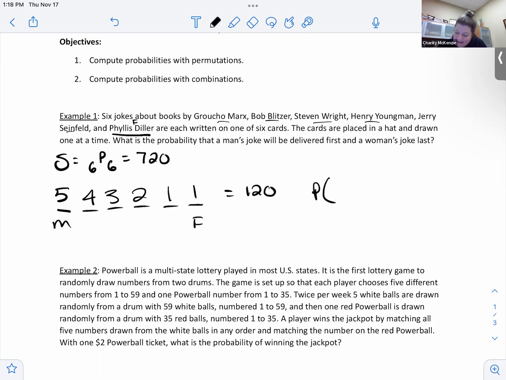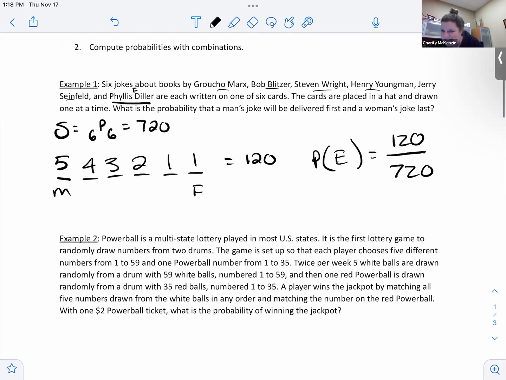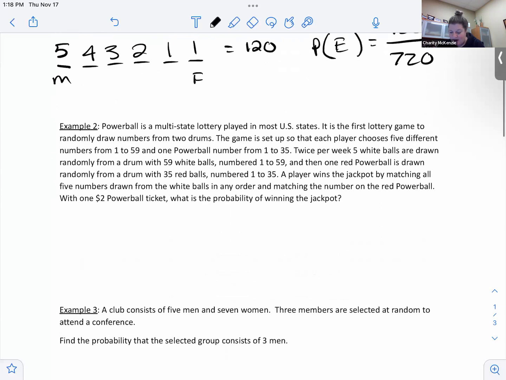So the probability of this event is going to be 120 out of 720, which you could reduce to like 0.6666 repeating, which would be 0.67, something like that. This is one of my favorite problems.